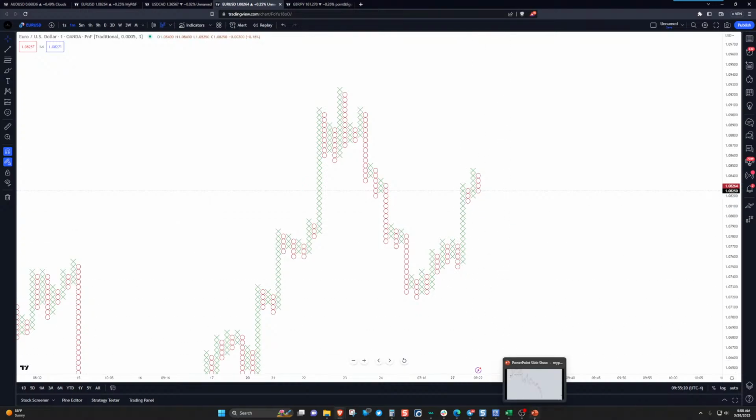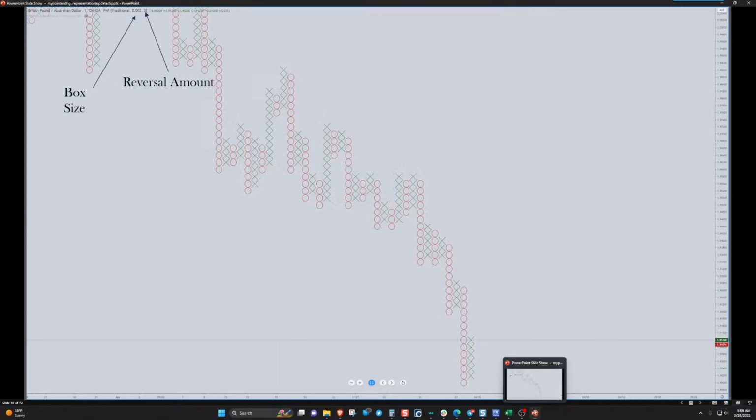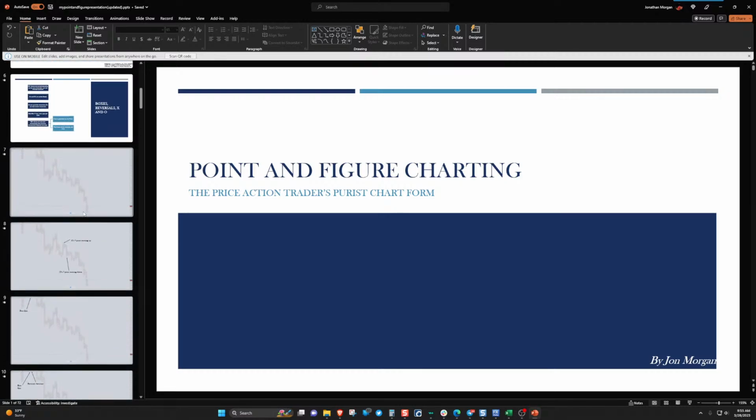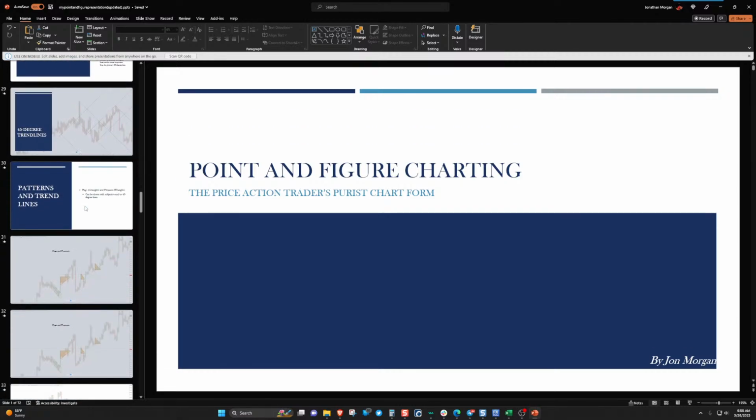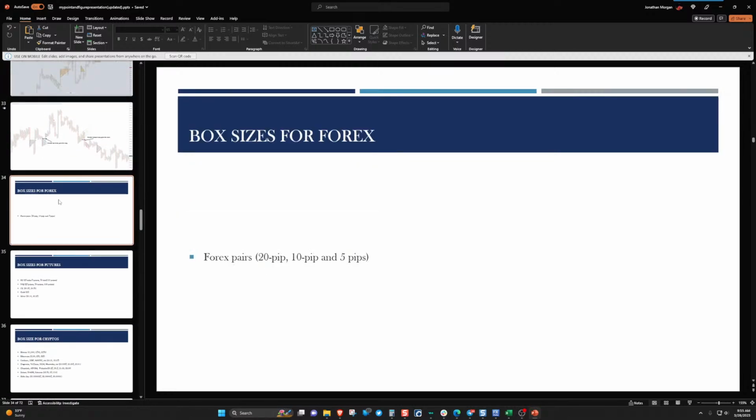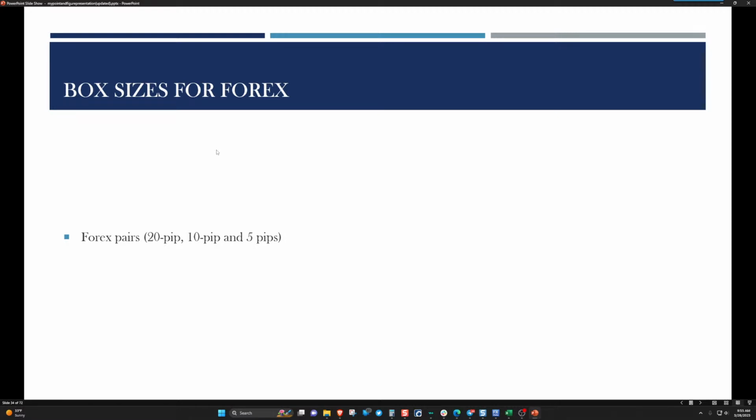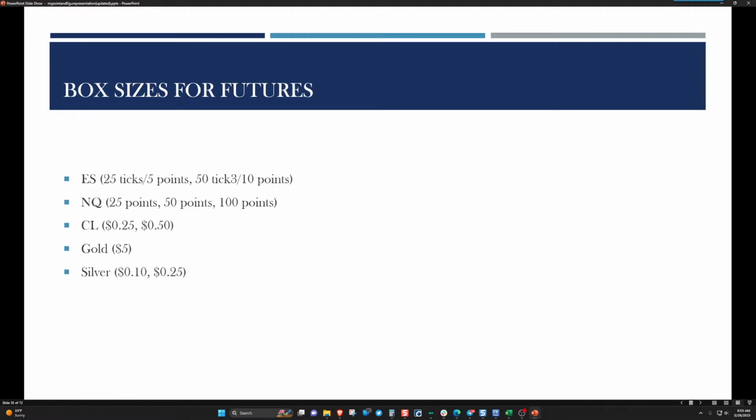Now, when it comes to other markets, let me figure out where that is at. Okay, yep. Sorry, this was a little out of order there. So for Forex, for box sizes, because a lot of people don't trade just Forex, but these are the box sizes. So for Forex pairs, I use 3 box sizes: the 20, the 10, and the 5.